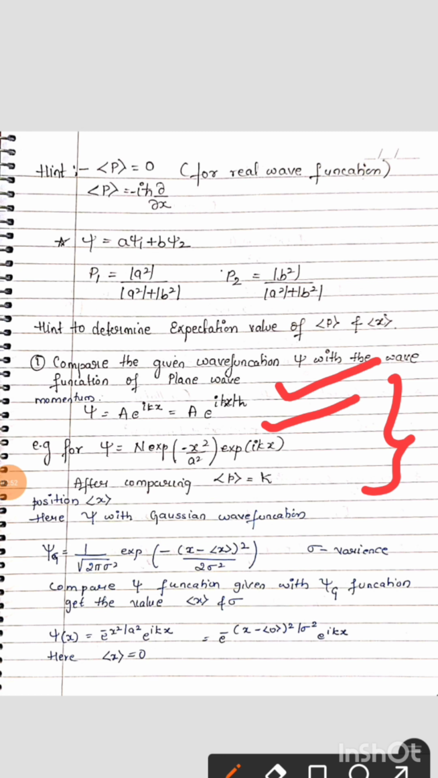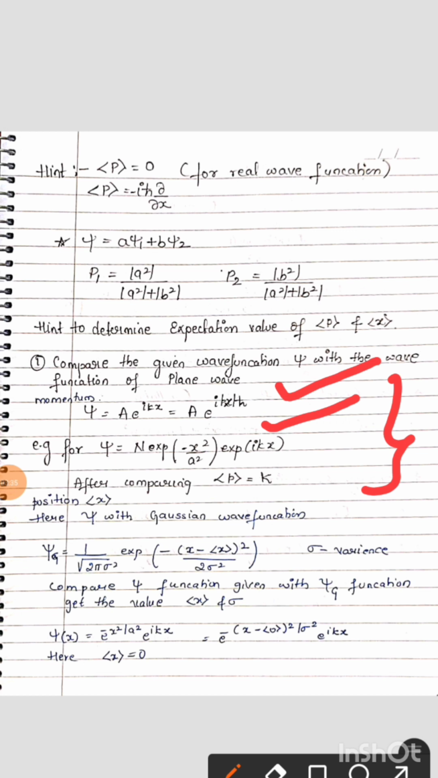Now to find the expectation value of position, you should know the Gaussian wave function. Using the Gaussian wave function, comparing with the given wave function, you can directly get the expectation value of position. That is, psi of g is nothing but the wave function for the Gaussian: 1 by root of 2 pi sigma square, exponential of minus x minus expectation of x the whole square divided by 2 sigma square, where sigma is the standard deviation.